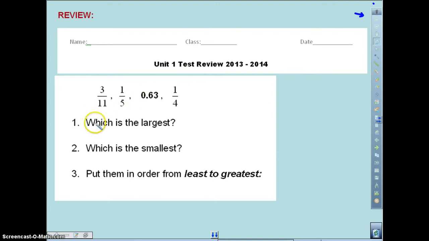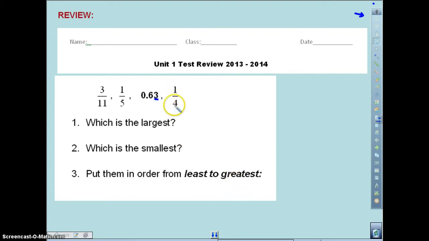Okay, the first question says, which is largest, which is smallest? Put them in order from least to greatest. I've got 3/11, 1/5, 0.63, and 1/4. The thing I notice, they're all positive. The other thing I notice is I've got 3 fractions and a decimal. Okay, I think what I want to do is convert them all to decimals and extend them all out to the hundredths place and compare them that way.